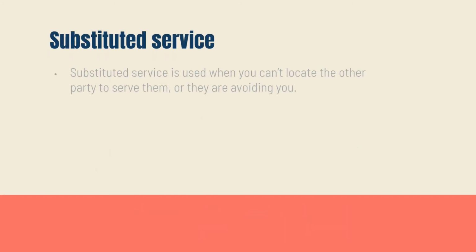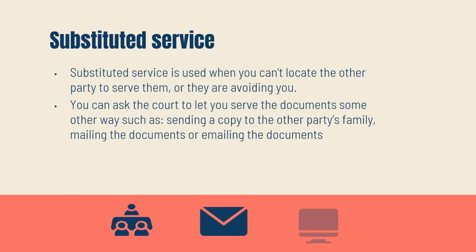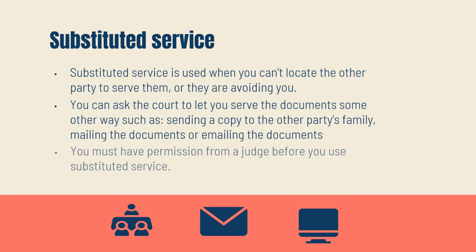Substituted service is used when you cannot locate the other party to serve them, or when they are avoiding you. In those cases, you may have to ask the court to let you serve the documents in another way, like sending a copy to the other party's family, mailing the documents somewhere, sending documents through email, or other methods. You must have permission from a judge before you use substituted service.